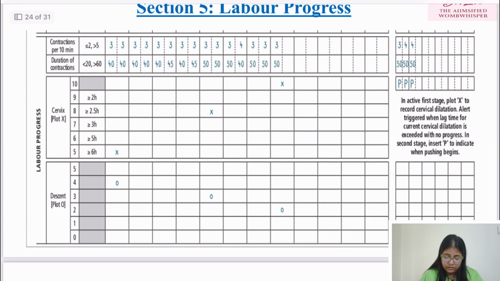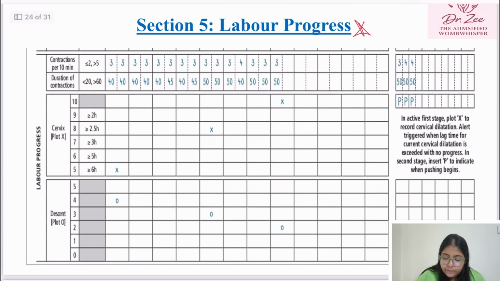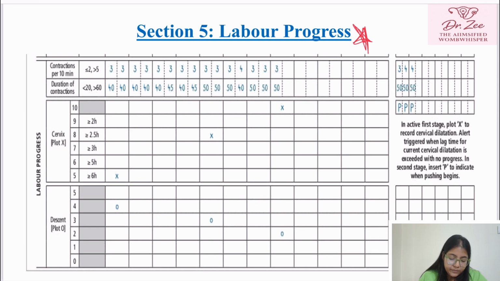And now section 5 is about labor progress. Okay, so this is also very important. You see, in labor progress there are contractions per 10 minutes, and there is duration of contraction. So contractions less than 2 or more than 5 is not good. It should be between 2 to 5, and duration should be between 20 to 60 seconds. It should not be less, otherwise it won't help in progression, and it should not be more than 60 seconds, otherwise it will lead to hyperstimulation, fetal distress and so on. And you should be noting it half hourly.